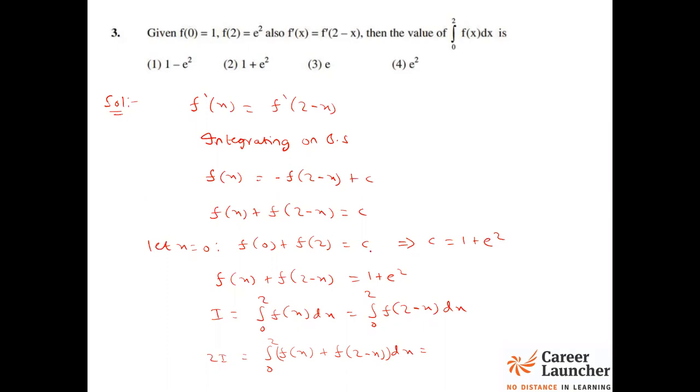Now we have this value f of x plus f of 2 minus x. How much did we get that as? 1 plus e square. So it will be integral 0 to 2 of 1 plus e square, which is a constant, so you can bring 1 plus e square outside. The integration value will become 2. This is the value of 2I. So we get I is equal to 1 plus e square. So option 2 will be the answer.